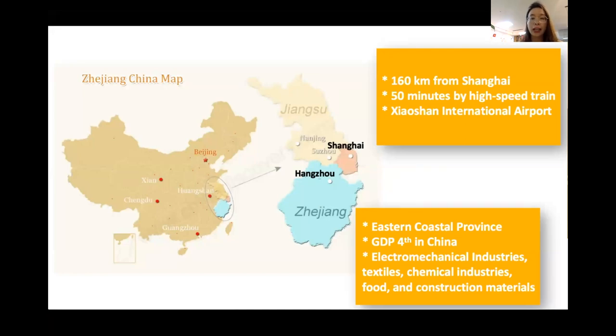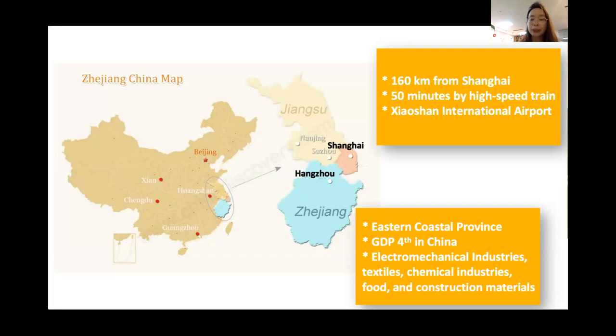We all know Shanghai. Hangzhou is around 160 kilometers away from Shanghai. If you go to Shanghai from Hangzhou, it takes around 15 minutes by high-speed train. But we have our own international airport, which is called the Xiaoshan International Airport. You may not know Hangzhou or Zhejiang before, but actually its economy is well developed in China.